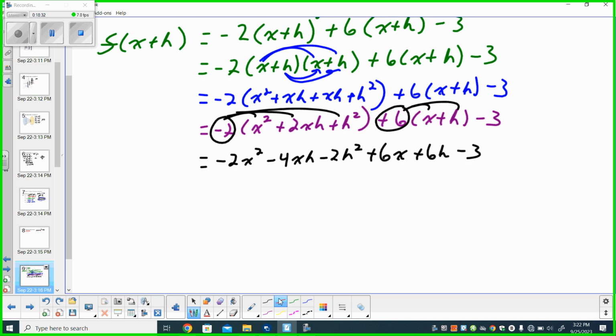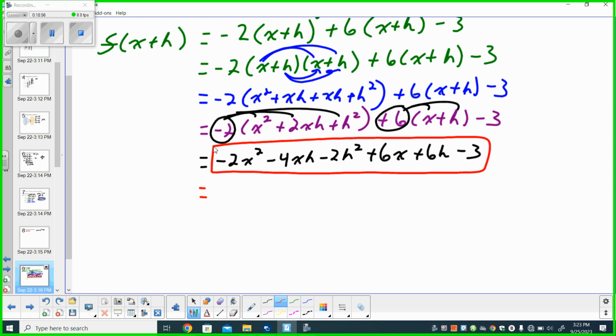And then our last and final step is to simply combine like terms. Looking at it, I really don't think there are any like terms. I see an x squared, one singular xh, one singular h squared, just an x, just an h. So therefore this would be your final result. That right there says for notational purposes.